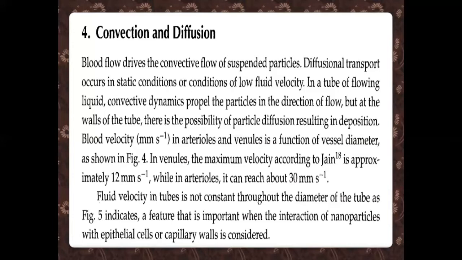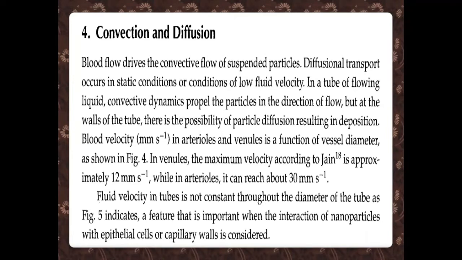Whereas in arterioles, the velocity is more than double the speed. Here in venules it is 12 millimeter per second. In arterioles it is around 30 millimeter per second. So the fluid velocity in tubes is not constant, because in veins it is different, and in arterioles it is different. Both are tubes only, blood vessels only.